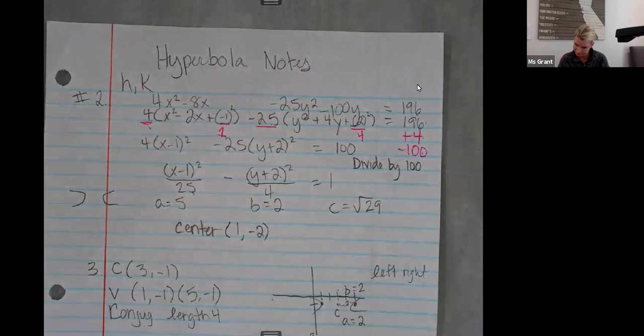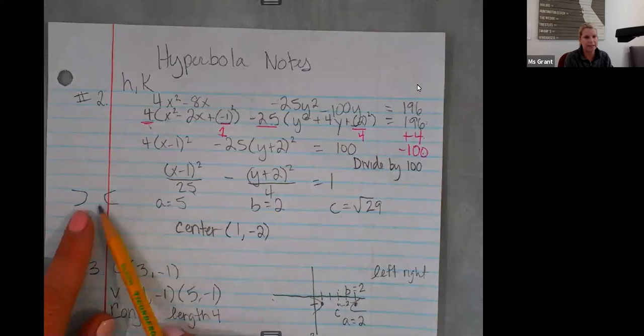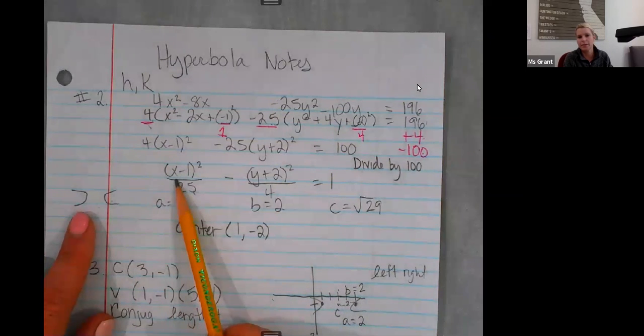Okay, I graphed it. I knew it opened left and right because the leading variable was x squared.